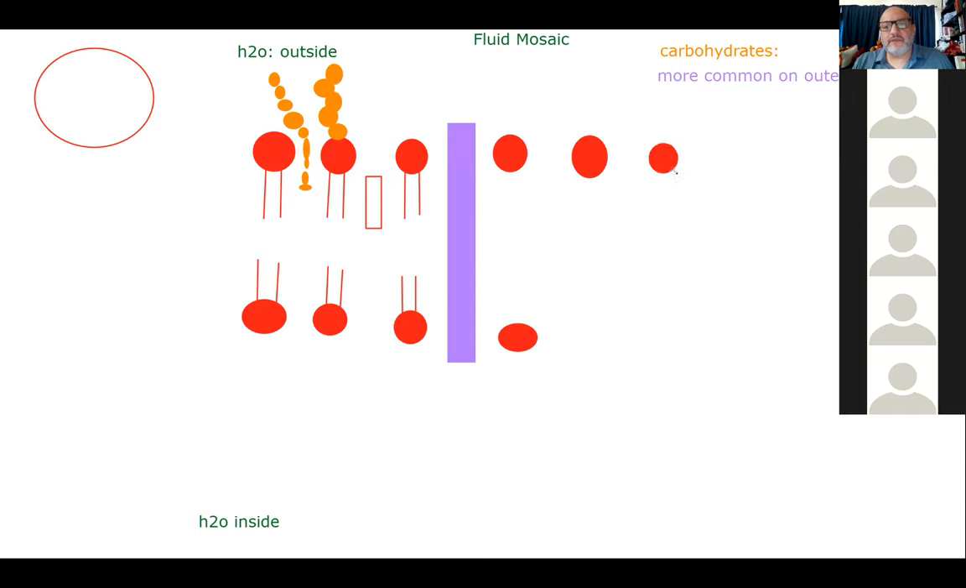So, Professor, is it the carbohydrates alone that play a role as the identifying markers? No. Some of them can be, but there are others that can be proteins as well. So it is not just the job of the carbohydrates to be identifiers. Some identifiers are going to be carbohydrates. Some identifiers are going to be proteins. Okay. All right. So, perfect.